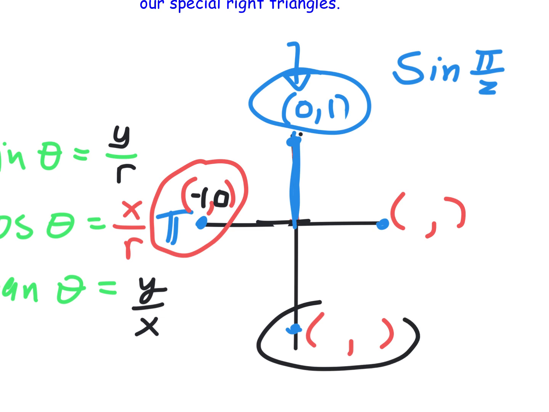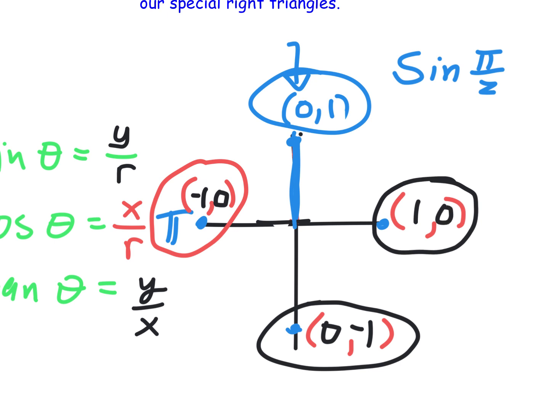Brady, this one down here. 0, negative 1. Excellent. Dominic, this one over here. 1, 0. Excellent.